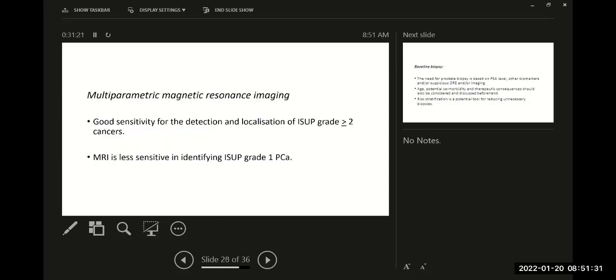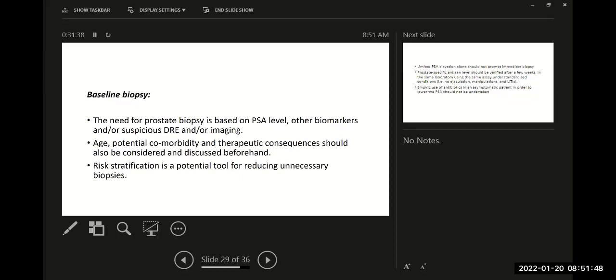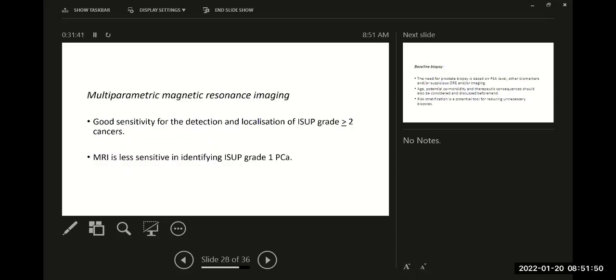Multiparametric MRI has good sensitivity for the detection and localization of International Society for Urological Pathology grade 2 or more than 2 cancers, and MRI is less sensitive in identifying ISUP grade 1 prostate cancer. ISUP is the International Society for Urological Pathology. So is this multiparametric MRI available in Pakistan?